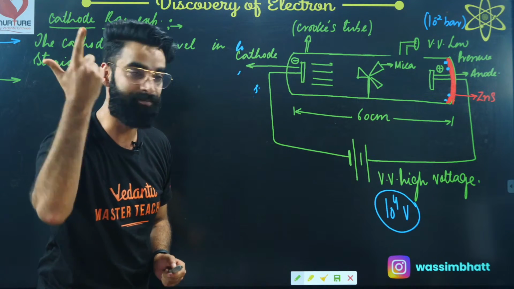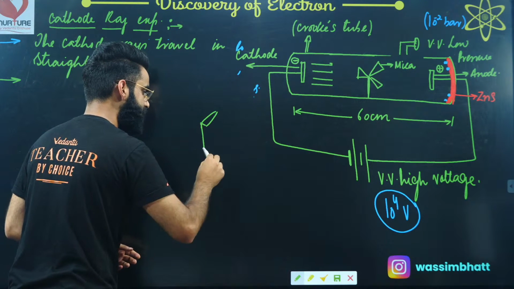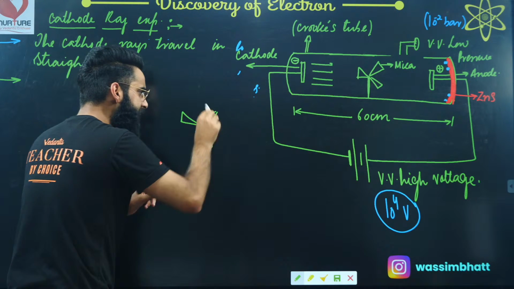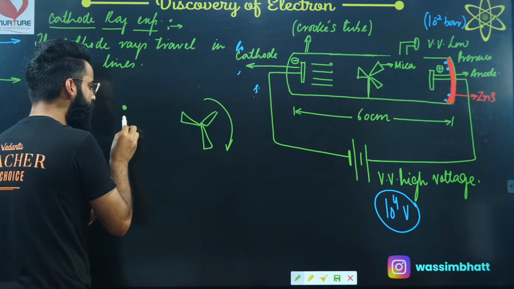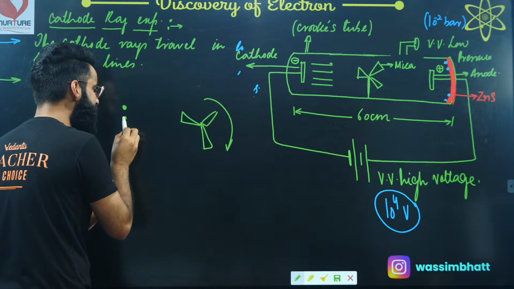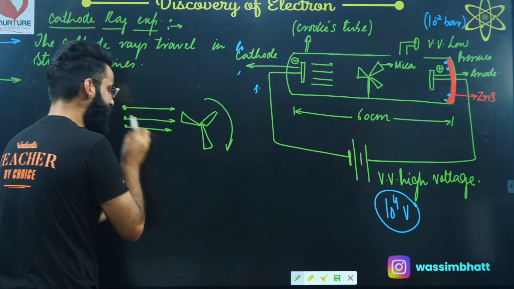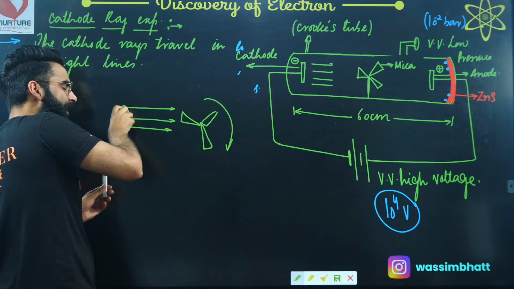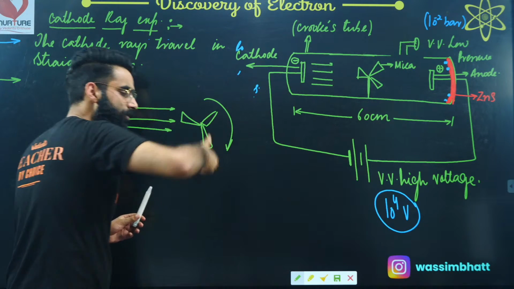People, it's a very simple thing. See, this is the paddle wheel. This paddle wheel will only rotate when some particles carrying some mass strike it. If these particles carry some mass, then when they strike this paddle wheel, only then will the paddle wheel start to rotate, I must say.